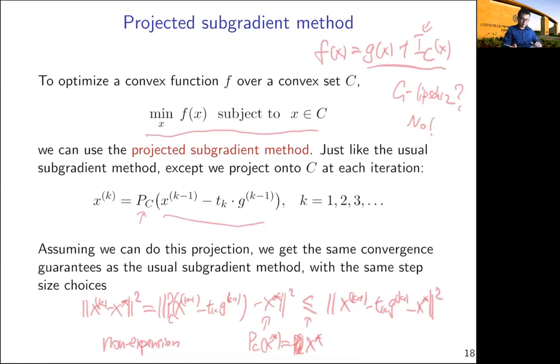Intuitively, this is saying that when you project any point to a convex set, it is only moving closer to any of the other points that are within the set. So that should be intuitively true. But I leave it to you to read up on non-expansion. We'll also see this again when we talk about online convex optimization.